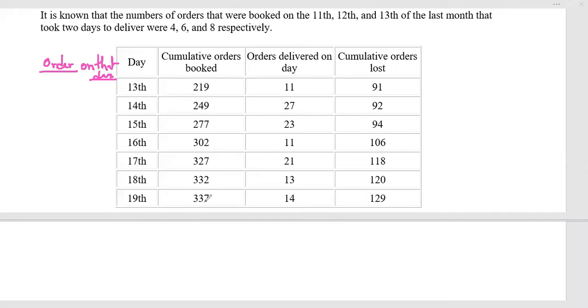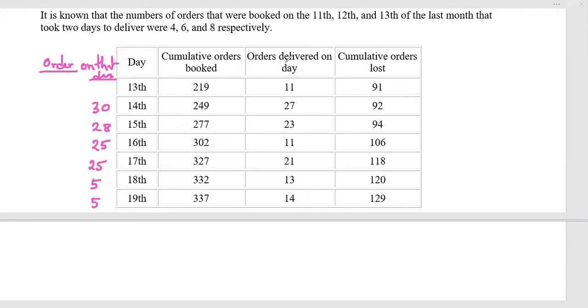On the 19th, it is 337 orders booked, 337 cumulative. Just before that, 332. So the difference would be 5 orders booked on the 19th. Similarly here, we can find again 5 orders because it is 27 and 32. In this way, we can go on filling this value. This would be 25. This is 25. This would be 28. This is 30. But on the 13th, we will not be able to find it because the 12th date information is not there.